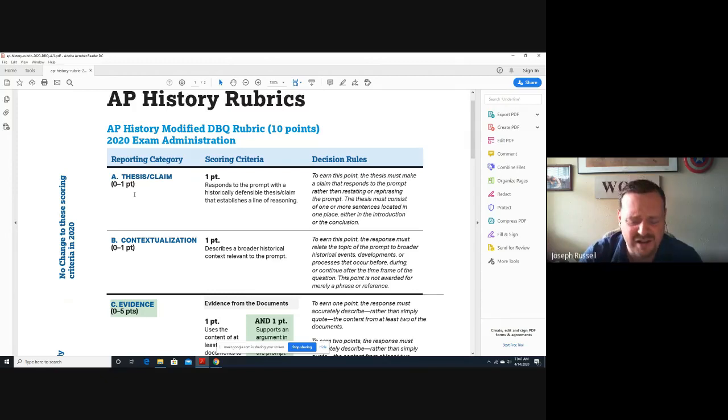An English teacher I once worked with taught me a simple little mathematical formula, if you will, for the thesis. She said, argument plus reason equals thesis.